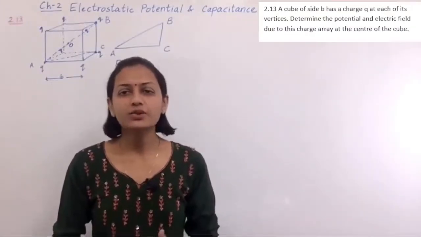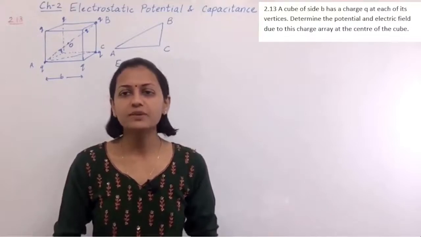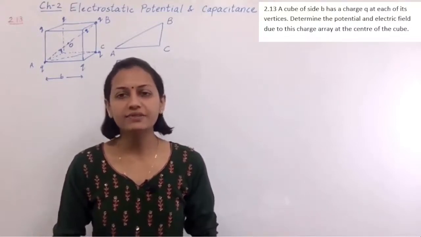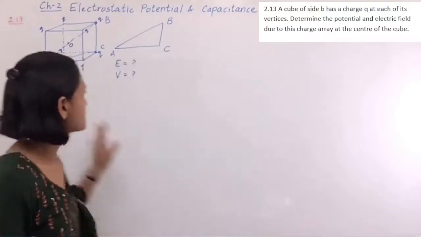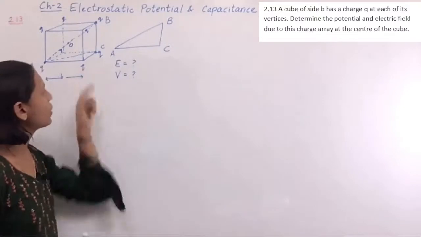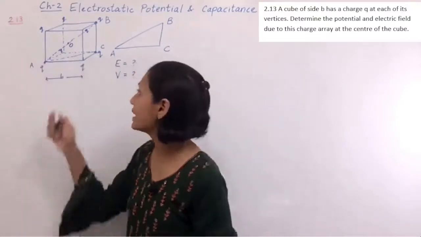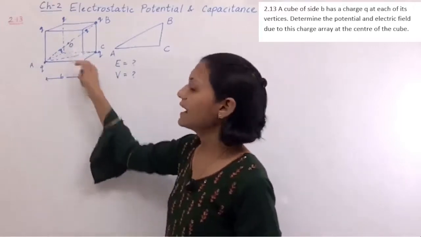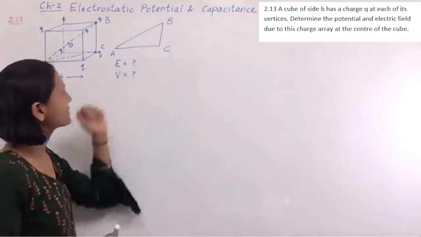2.13. A cube of side b has a charge q at each of its vertices. Determine the potential and the electric field due to this charge array at the center of the cube. So such an arrangement has been given, a cube, and on all its vertices charge q has been placed, and we have to find out E and V at its center. So first of all, let us find out the electric field.